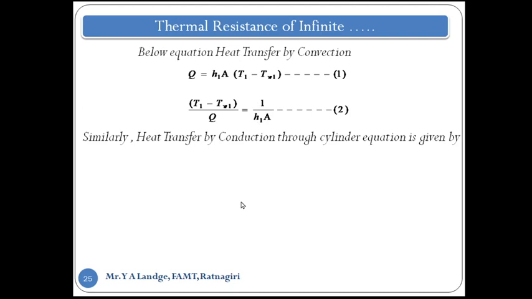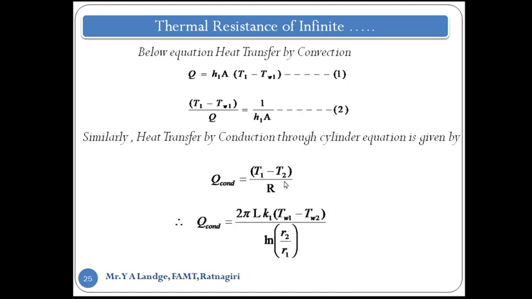Similarly, for heat transfer by conduction through the cylinder, this was by convection, and for the insulating material on the pipe, the general equation is Q conduction equals the temperature difference upon the resistance. So for this particular case I can write Q conduction equals 2 pi L K1 upon ln of R2 by R1. This is the resistance R, and Tw1 minus Tw2 is the temperature difference between the two surfaces, the surface temperature of the pipe and the surface temperature of the insulating material.